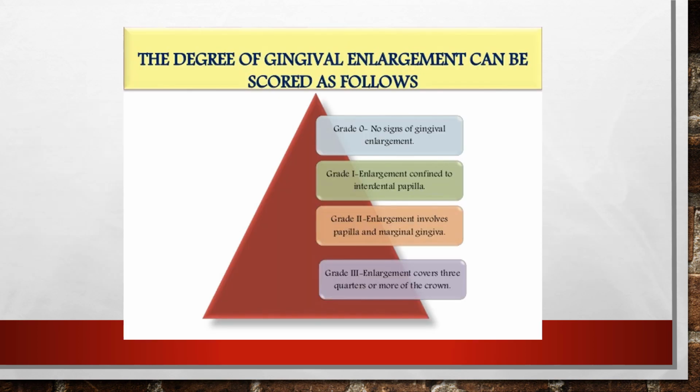Then comes the degree of gingival enlargement, which can be scored as follows, based on Buckingham et al. in 1964. Grade 0 is no signs of gingival enlargement. Grade 1 is enlargement confined to the interdental papilla. Grade 2 enlargement involves papilla and marginal gingiva, and grade 3 enlargement covers three-quarters or more of the crown. In our clinics, we mostly follow this scoring of gingival enlargement.